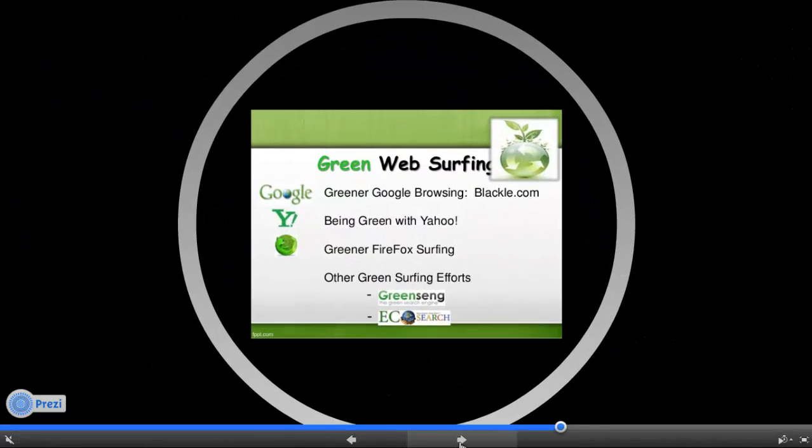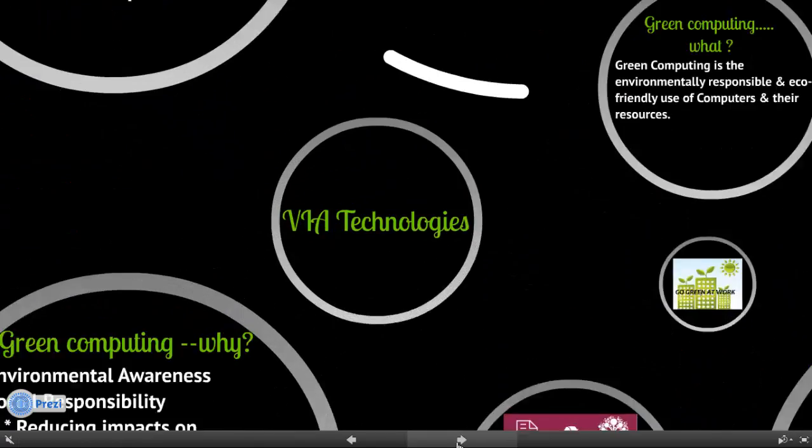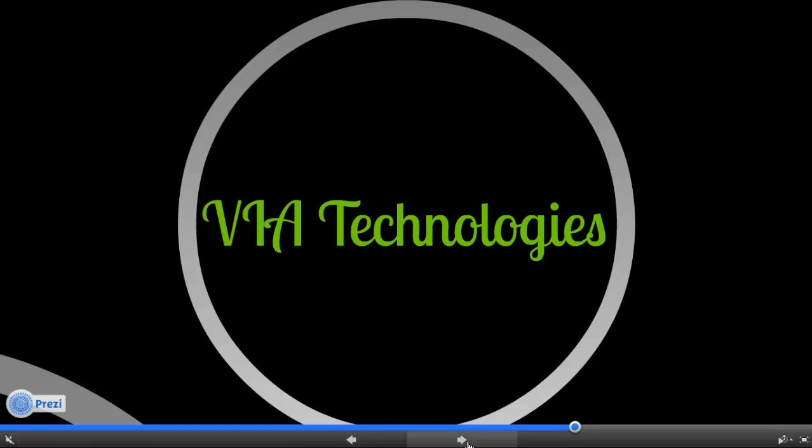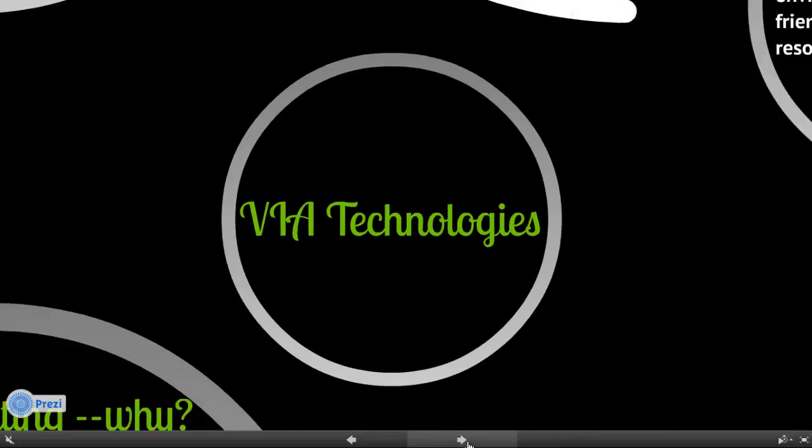The next is green web surfing. Being green with Yahoo, greener Firefox surfing, other green surfing efforts, Green Sang, Eco Search, go for this. VIA Technologies. This is a Taiwan manufacturing company, which mostly manufactures electronic and electrical devices.